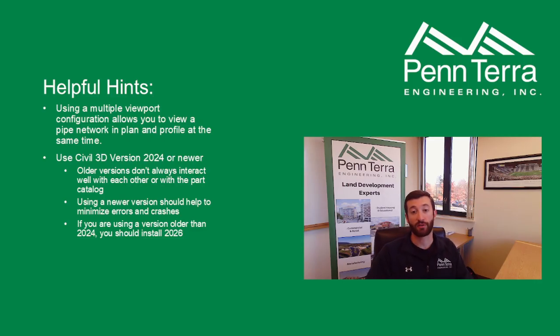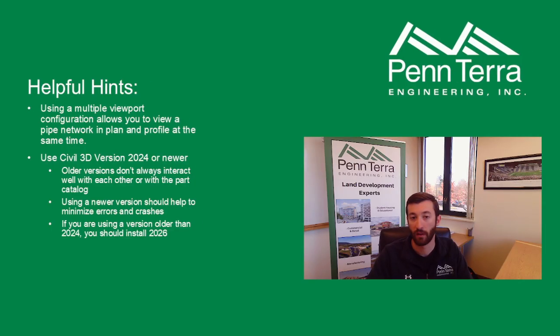Also, anytime you're working with storm sewer pipe networks, I'd recommend working in Civil 3D 2024 or newer. Older versions don't seem to work very well with our part catalog and can sometimes cause issues in the drawings for others, even if they are using new versions and you are using an old version. So if you are using a version older than 2024, I recommend you install 2026. And there are several of us in the office who would be happy to help you with that if you aren't sure how to do that.